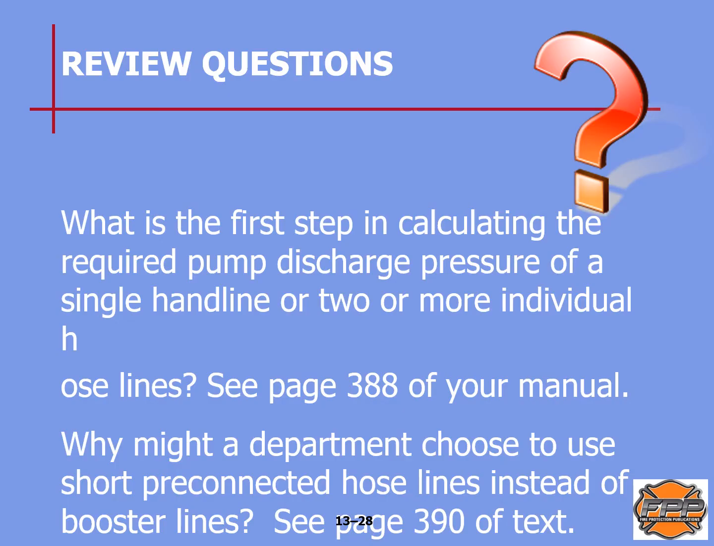Some review questions. What is the first step in calculating the required pump discharge pressure of a single hand line or two or more individual hose lines? See page 33 of your manual. Why might a department choose to shorten a pre-connected hose line instead of a booster line? Please see page 390 of your text.